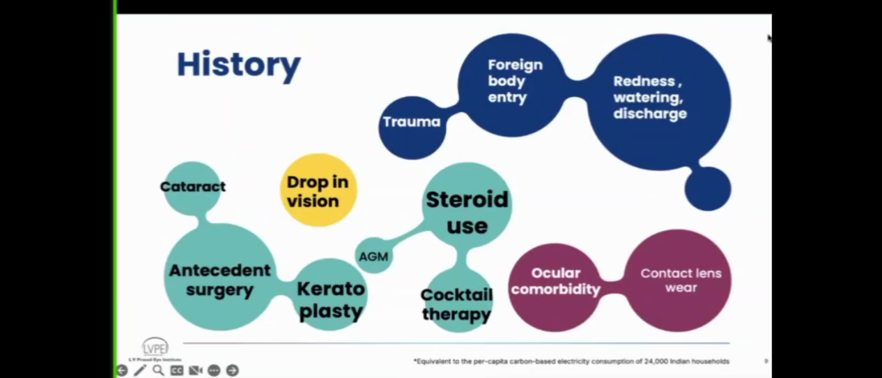Later on, when there is a lot of lid edema or reaction to the foreign body, it may become very difficult to even identify a foreign body. Of course, all these things will lead to the cardinal complaints like redness, watering, and discharge. So, these are all important points. What about antecedent surgery, or surgery before the onset of these complaints? So, how does it relate?